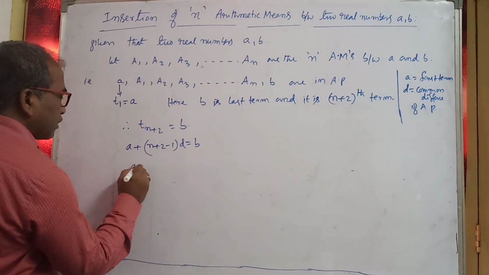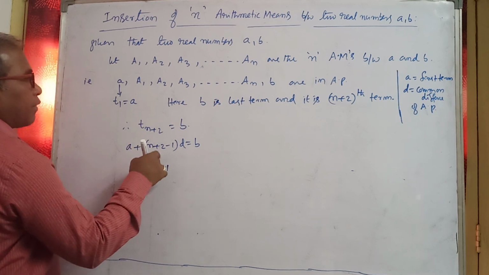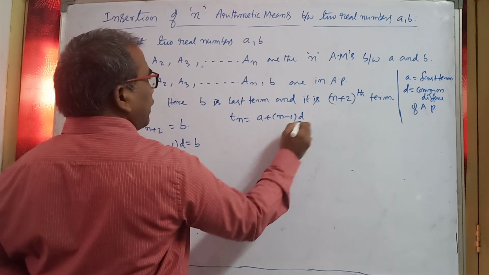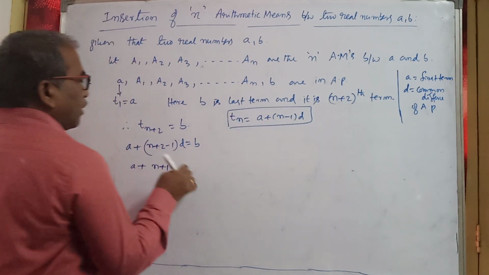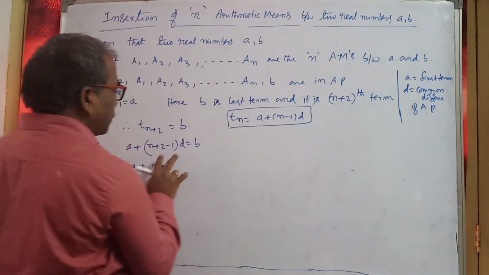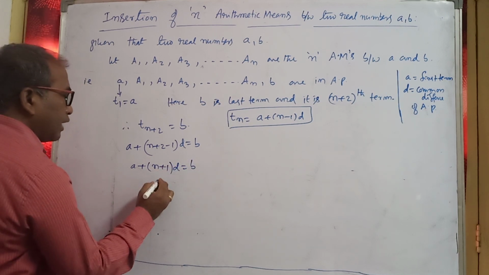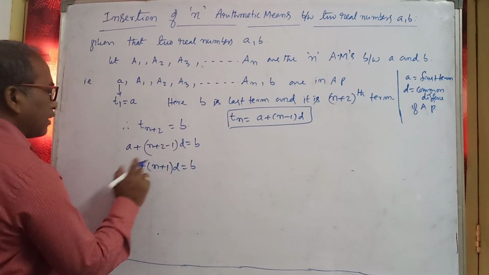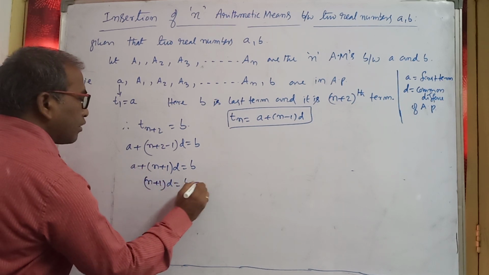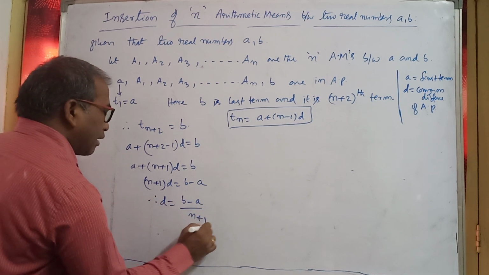Now simplify this. How did I write this formula? I know the Tn formula, A plus (n minus 1) into D, the nth term of an AP. But in place of n, n plus 2 is there. Replace it: n plus 2 minus 1 gives n plus 1, into D, is equal to B. From this I write the D value. Take A to that side. One step I will write for your sake: D is equal to (B minus A) by (n plus 1).